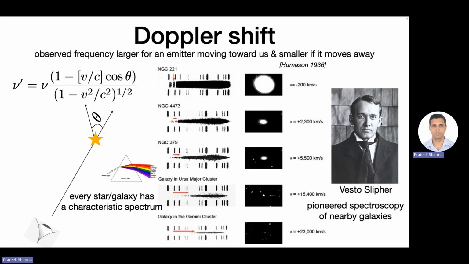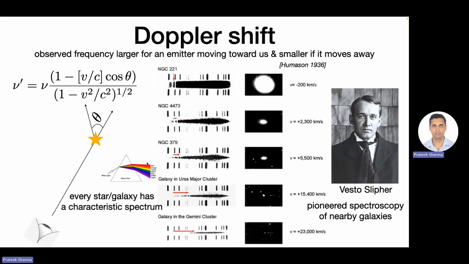Okay, so here is the person, Slipher, who mastered this technique of obtaining spectra of galaxies. Galaxies are extremely faint and diffuse objects. So what do you need in order to produce a spectrum? You need bright enough light, and then you need to spread that light into its different colors, or you need to disperse the light into its frequency or wavelength components. This is what a prism does.